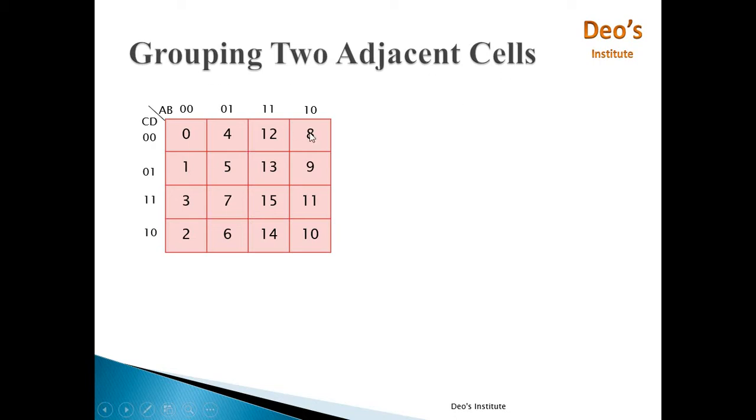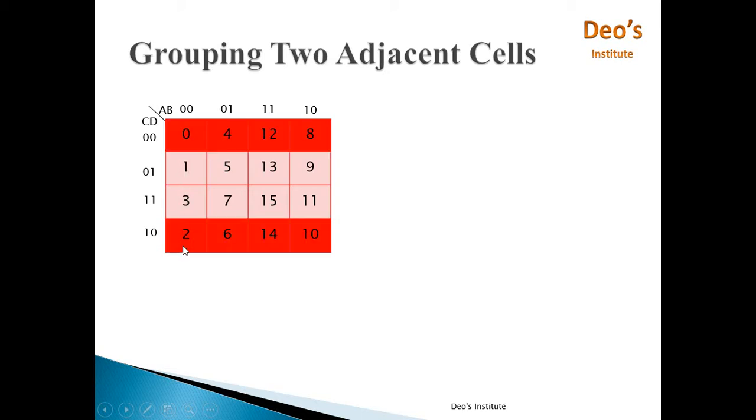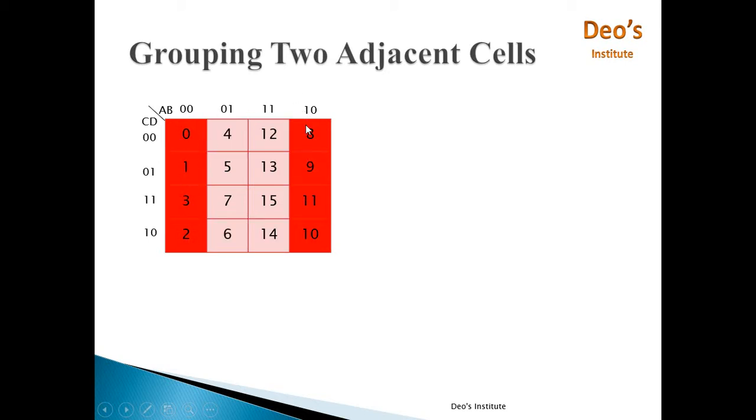Now grouping of two adjacent cells in four variable K-map. In four variable K-map you have total 16 cells, 0 to 15. So here also first row is adjacent to last row. So 0 is adjacent to 2, 0 is adjacent to 4, 0 is adjacent to 8, and 0 is also adjacent to 1. Similarly, first column is adjacent to last column. So 0 is adjacent to 1, 4, like we have seen in two variable K-map. 0 is adjacent to 8, like we have seen in three variable K-map. And here in four variable K-map, first row is adjacent to last row. So 0 is also adjacent to 2.